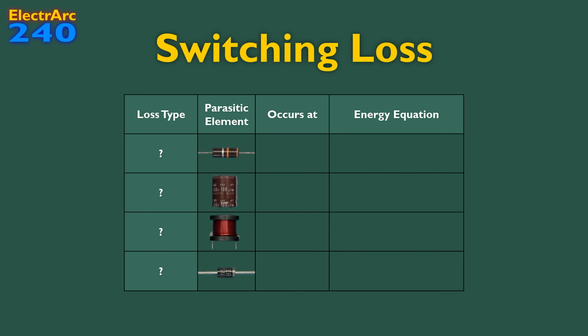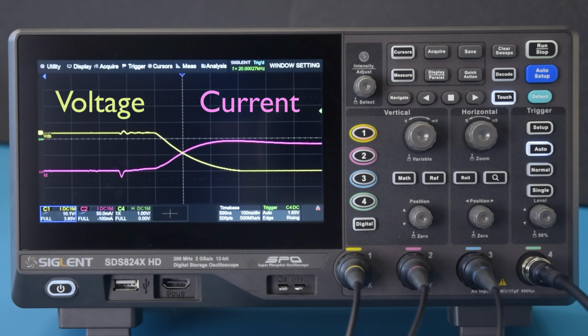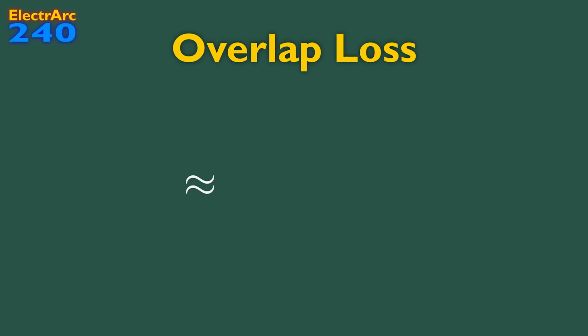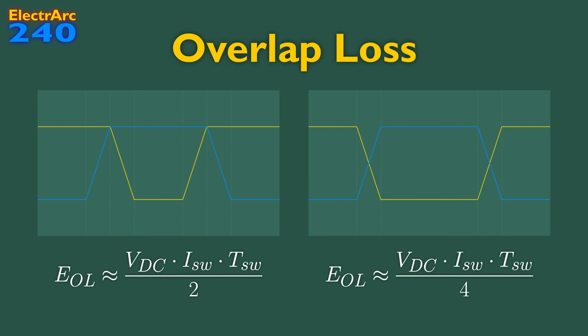The first and most intuitive form of switching loss is the one we've already considered, which we're going to call overlap loss because the voltage and current waveforms overlap while the transistor is switching, just like we can see here on the scope. It can be approximated by multiplying the voltage by the current to get the power, and then by the time it takes to switch to get the energy. This then needs to be halved either once or twice depending on how you want to approximate the switching waveforms.